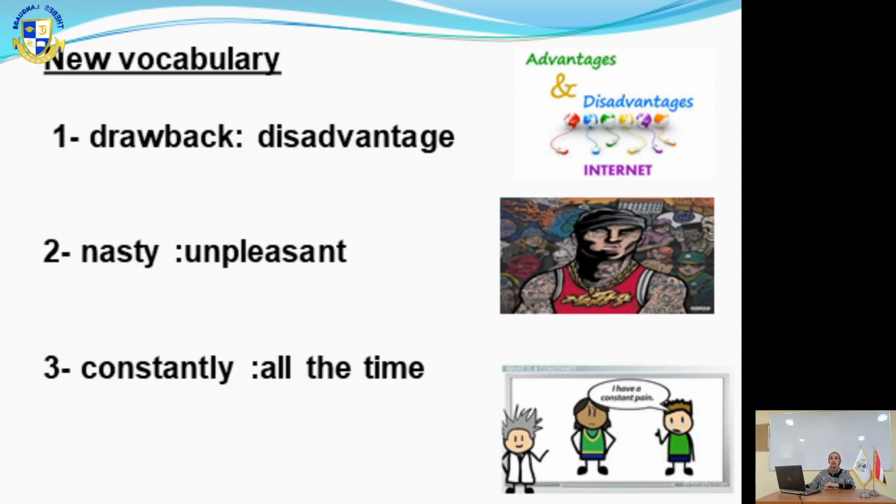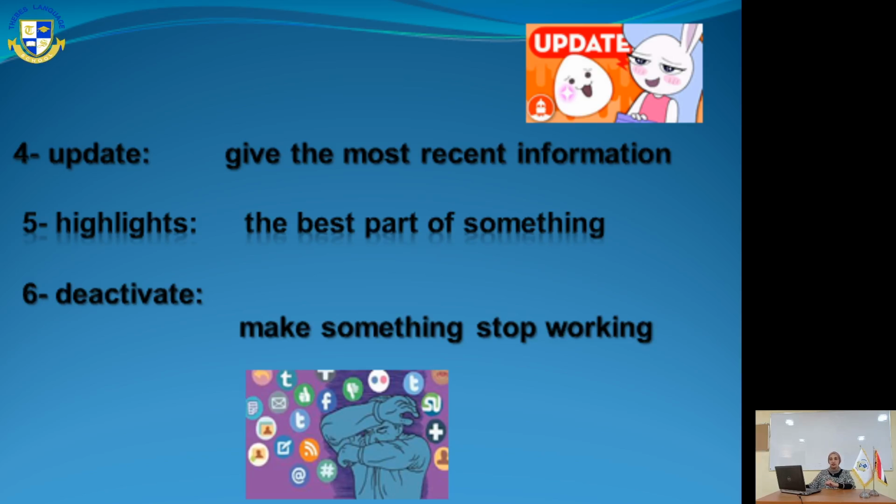Let's go to slide 5. We have update. What does update mean? It means to give the most recent information. If you have new information that you want to know, you make an update, so that you get the new information you want. And number 5 is highlights. Highlights means the best part of something.